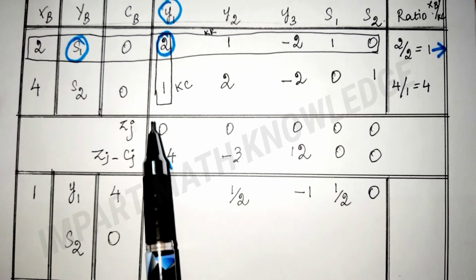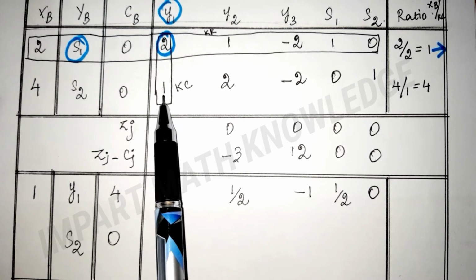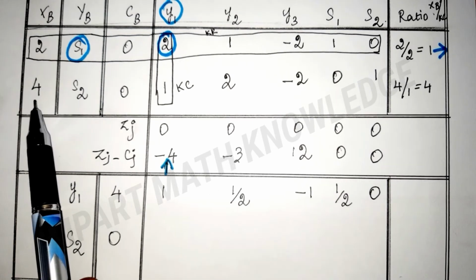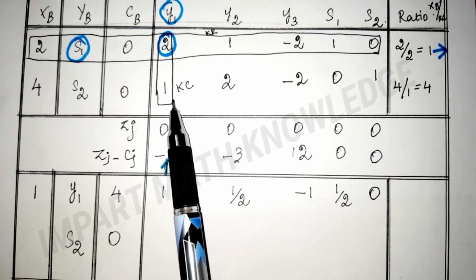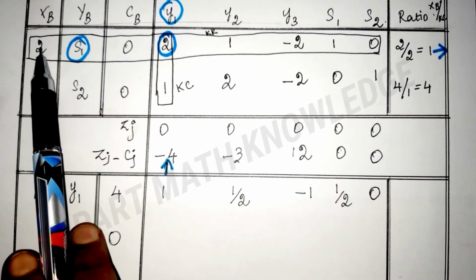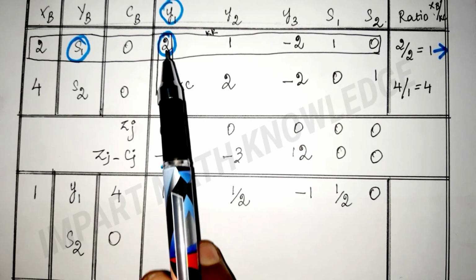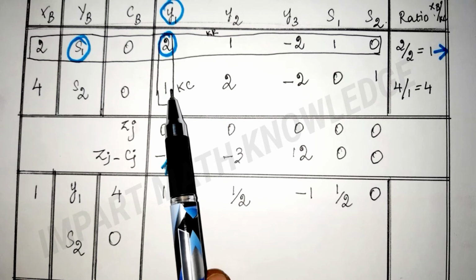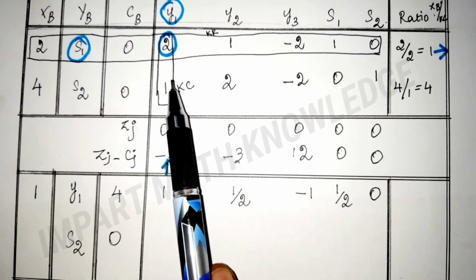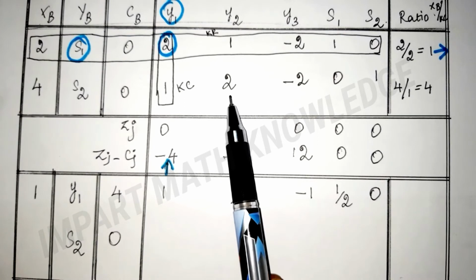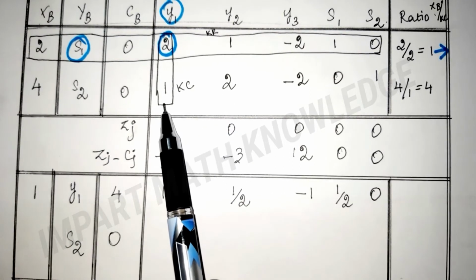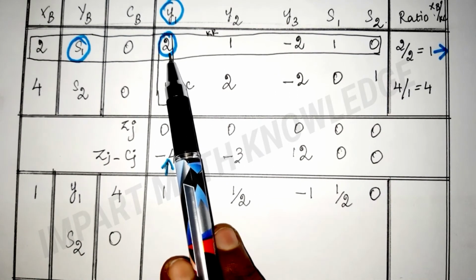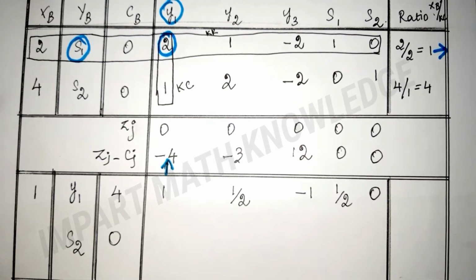Next we want to make the other element in the same column as 0. For that we have to use the new value formula. New value is nothing but old value minus key column value into key row value divided by key value. Like that we have to find all the values.